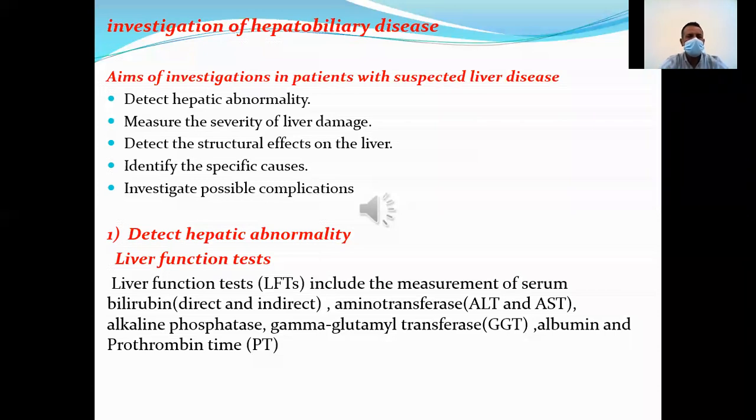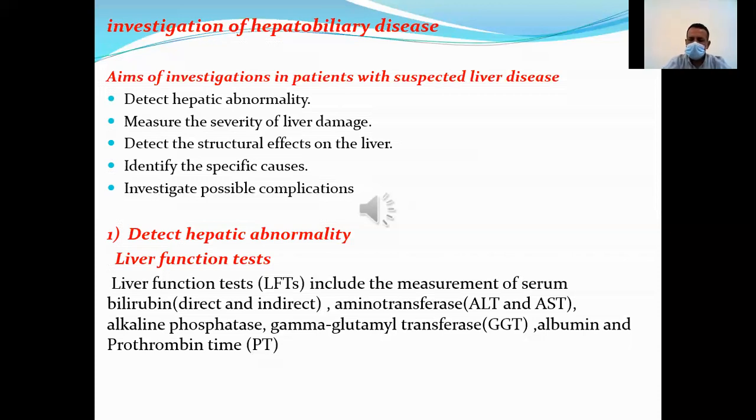Third, structural effect in the liver. There are investigations that detect if there is a change in architecture, an enlarged liver, or nodularity; there is a specific investigation for that. Fourth, identify the specific cause. The fifth, the investigation of possible complications.